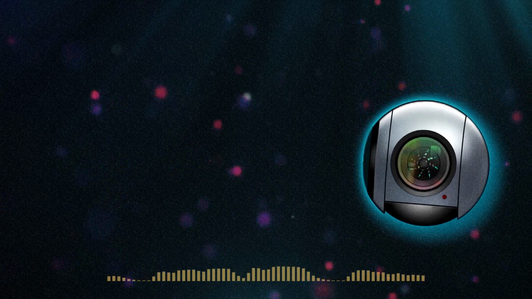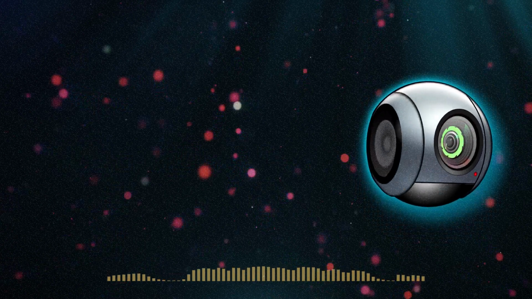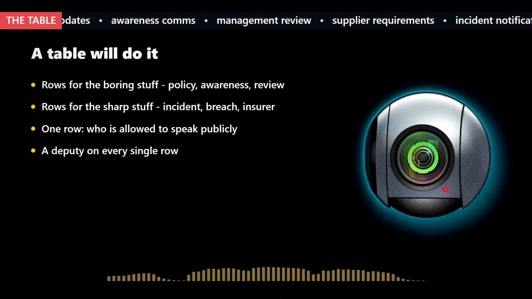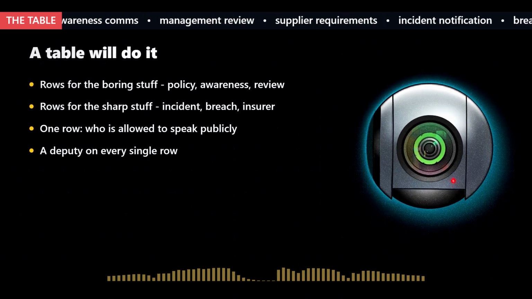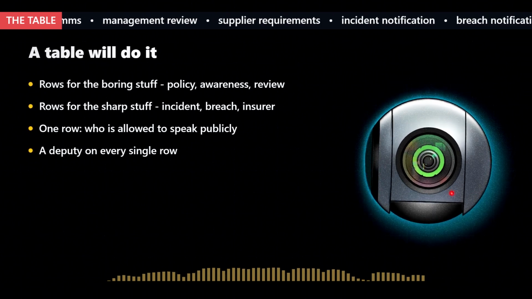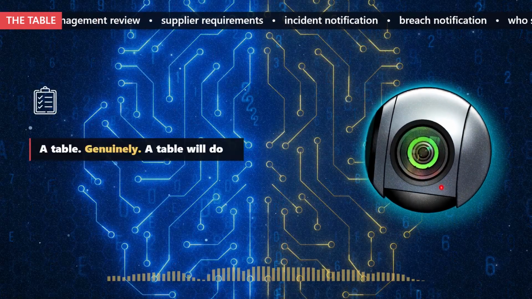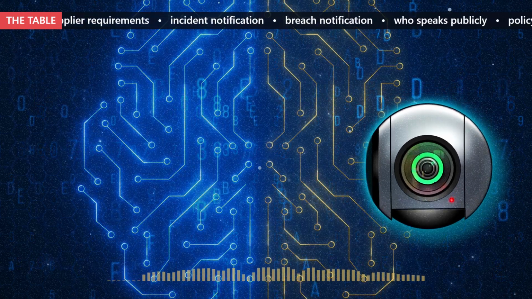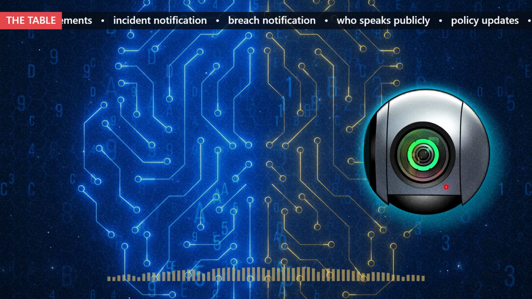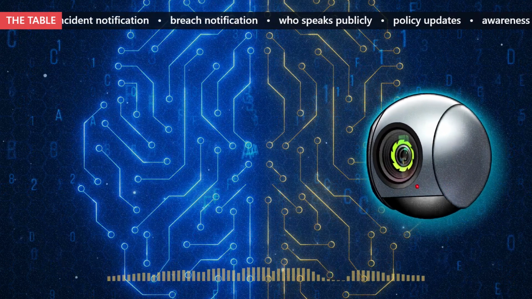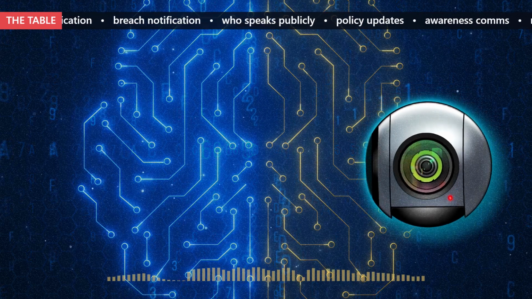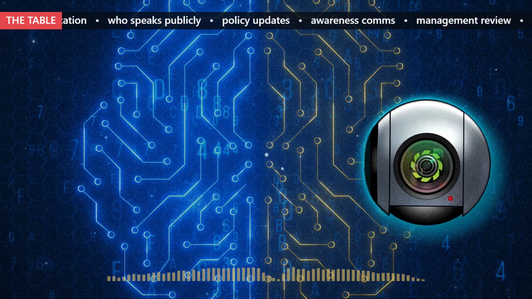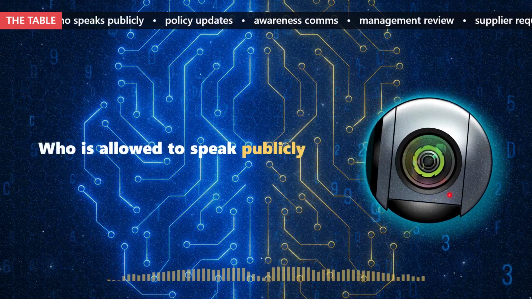So what does compliance actually look like here? Refreshingly small. A table, genuinely, a table will do it. Left column, the communication, right columns, what, when, with whom, by whom, and through what channel. Rows for the boring stuff, policy updates, awareness comms, management review reporting, supplier security requirements. And rows for the sharp stuff, incident notification to customers, breach notification to a regulator, notification to your insurer, and the line that says who is allowed to speak publicly.